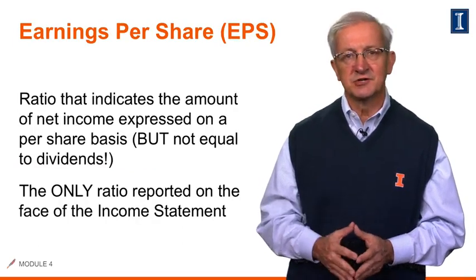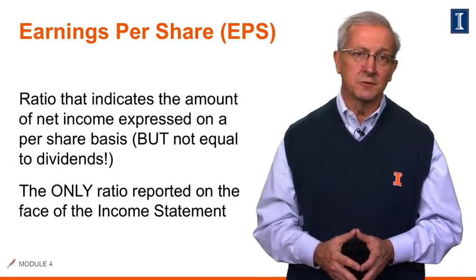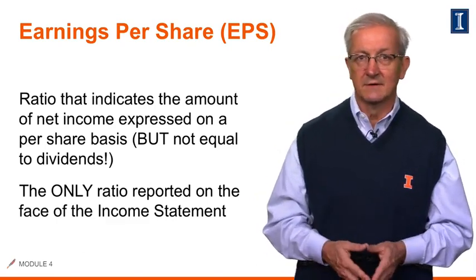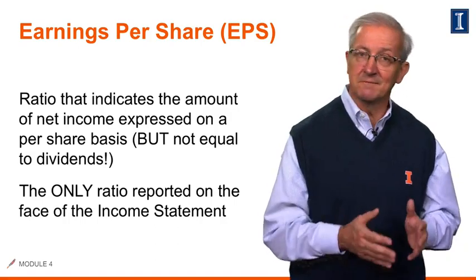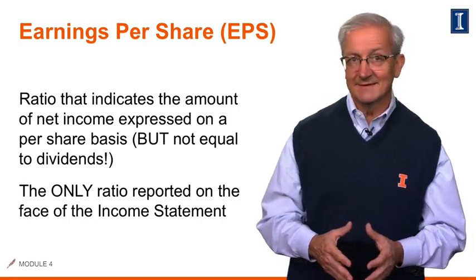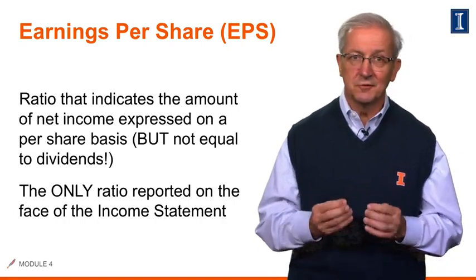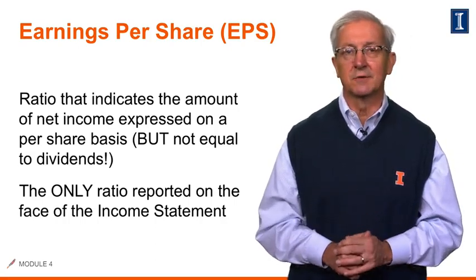Next, we talk about earnings per share, or EPS. It's a ratio that indicates the amount of net income expressed on a per share basis. Keep in mind that EPS is different from dividends. While EPS is simply the ratio of the income calculated on a per share basis, dividends are truly the cash payments we receive as a shareholder.